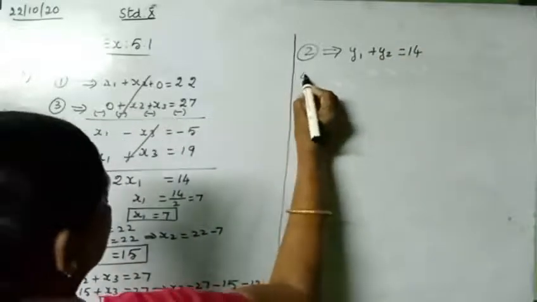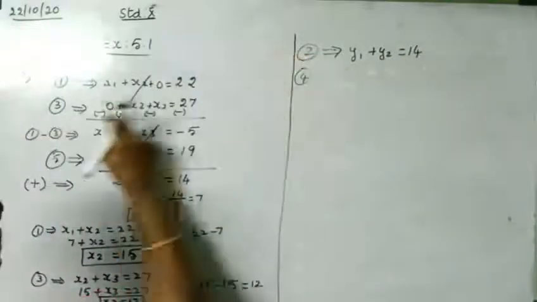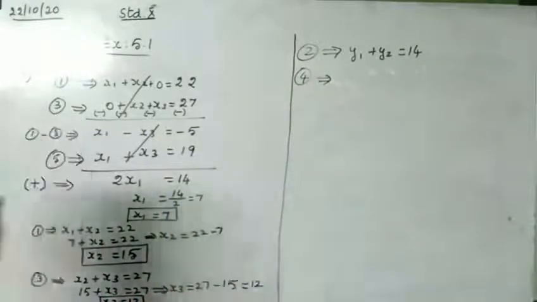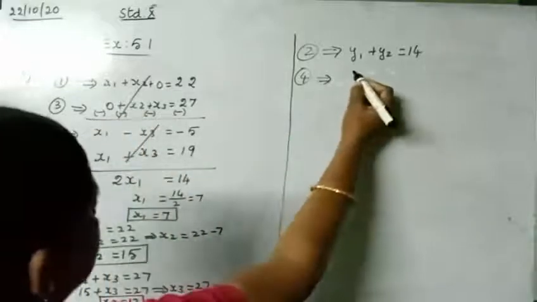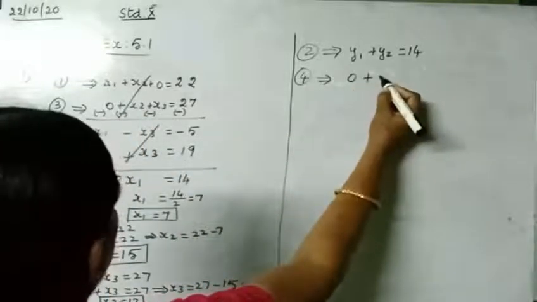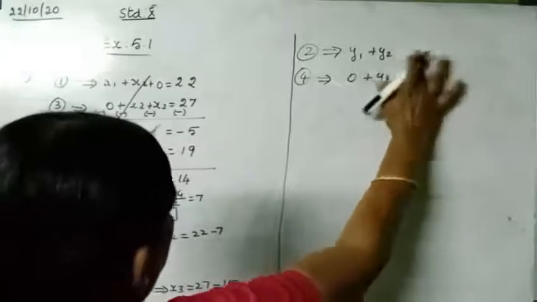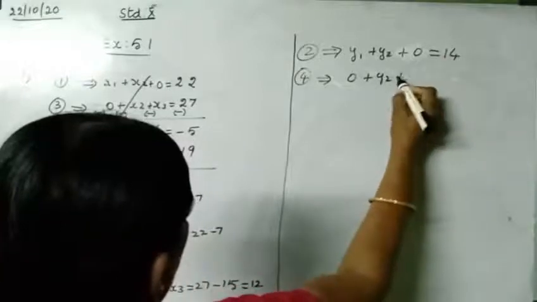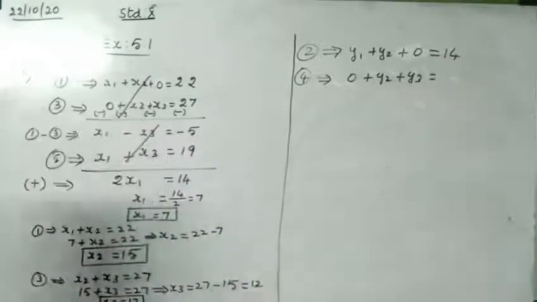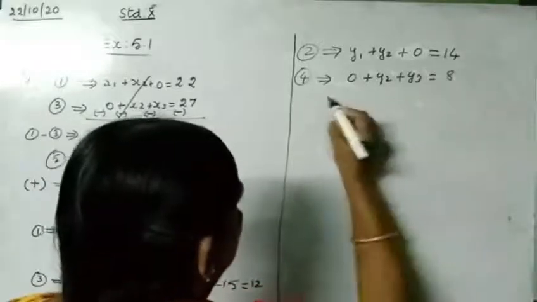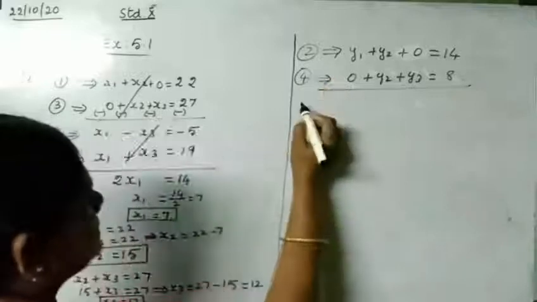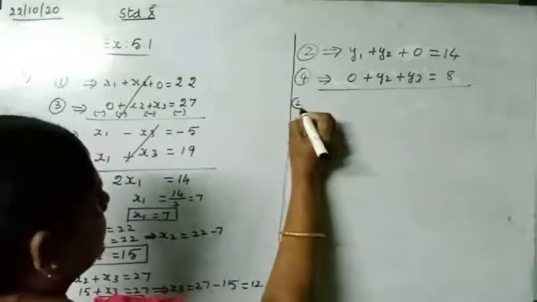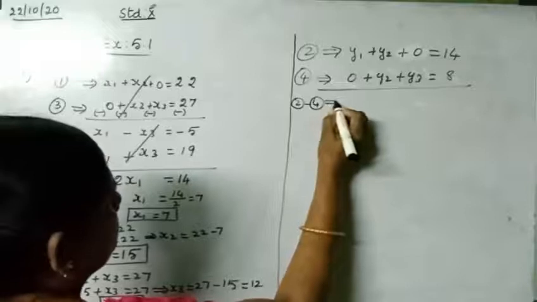And take fourth equation. What is fourth equation? Once again we will get y2 and y3. So instead of y1, 0 plus y2, and here you write instead of y3, 0. So plus y3 is equal to y2 plus y3 is equal to 8. Now subtract these two equations. So second equation minus fourth equation, which gives.